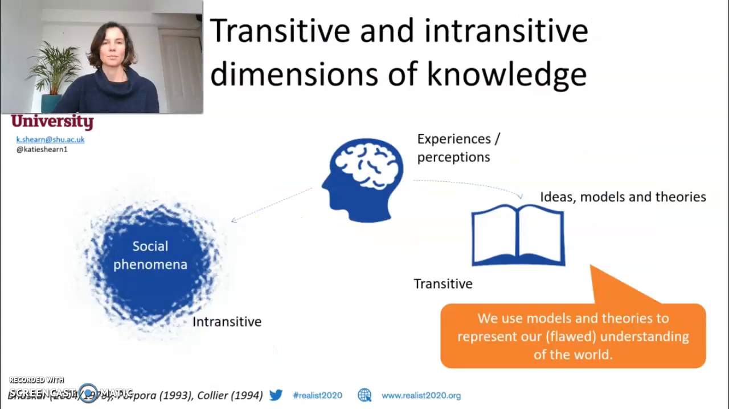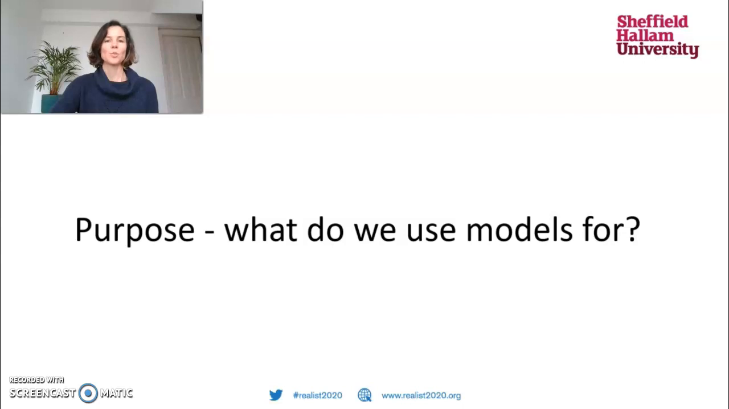So what we can say is that whilst we can't see these intransitive social phenomena, we experience them through our senses, and therefore they're always flawed and a partial view of the social phenomena under inquiry. And then we endeavour to represent those ideas and models and theories in order to be able to document them. But these are transitive objects of science in which they are dependent on our identification, and as our knowledge deepens, they're subject to change.